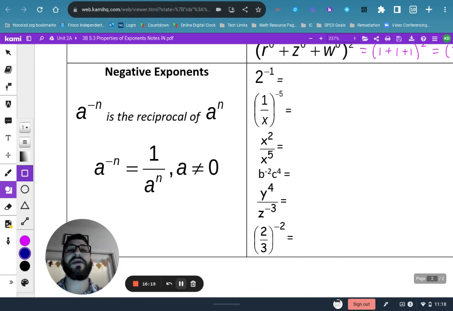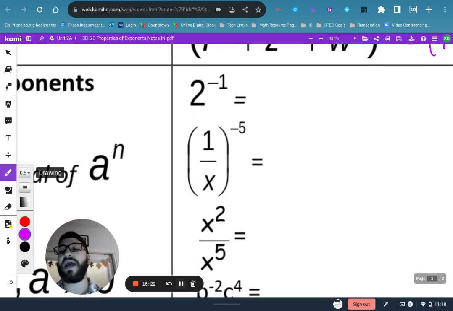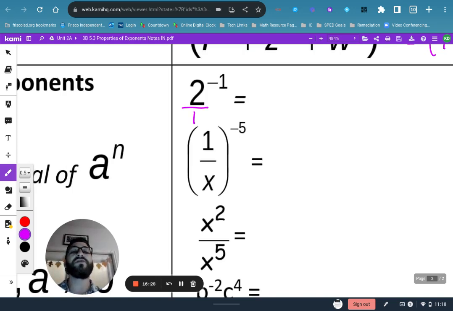So let's look at an example. So I have 2 to the negative 1. So 2 to the negative 1 is currently at the top of a fraction, because we could also write this as 2 to the negative 1 over 1. So that 2 to the negative 1 will move to the bottom.